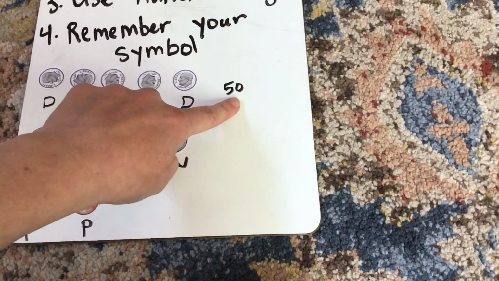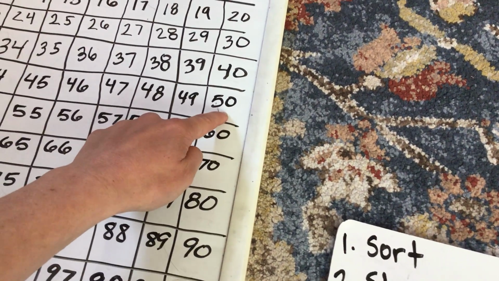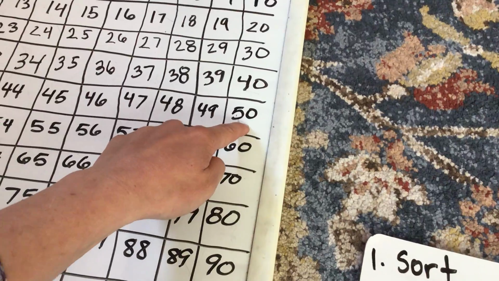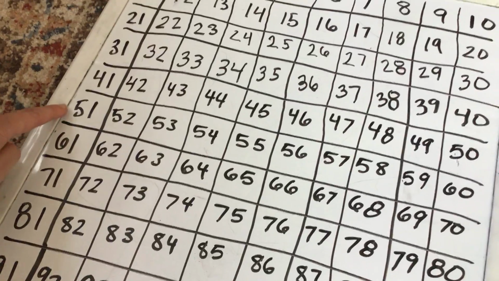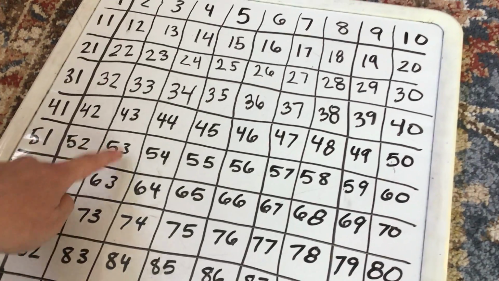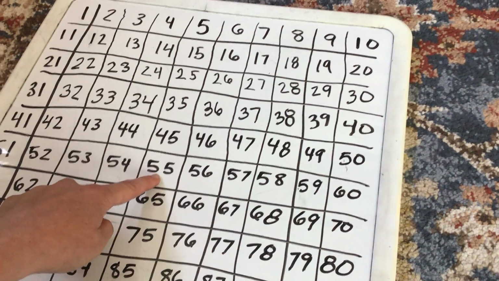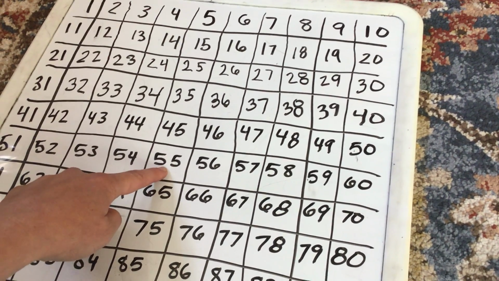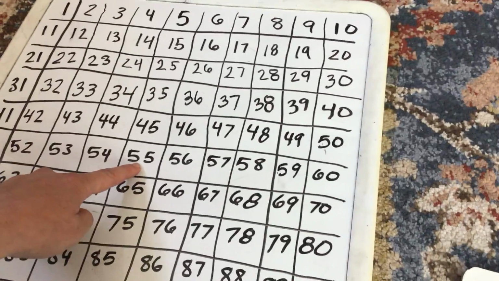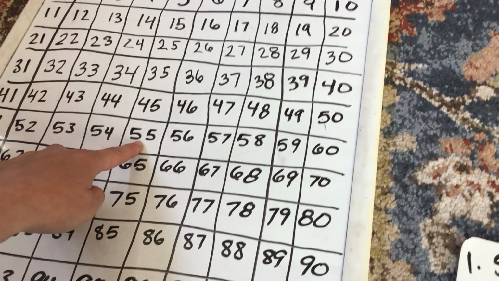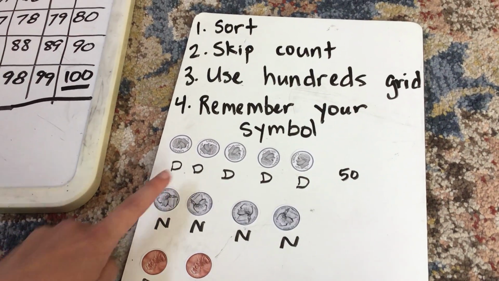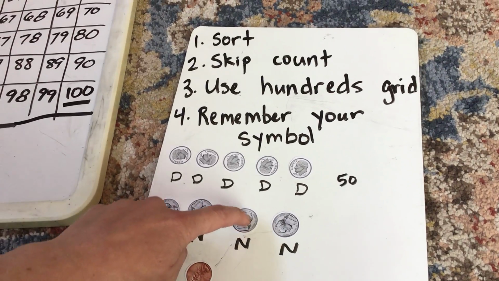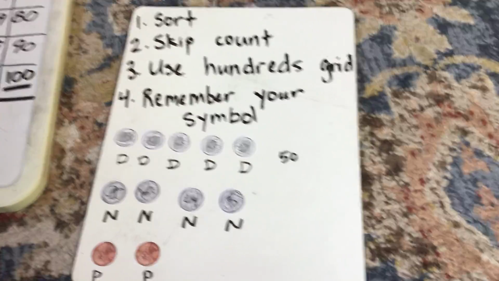What I can do is find the number 50 on my hundreds grid. There it is, 50. Now to get my next nickel, I need to know 5 more than 50. So I'm going to hop up 1, 51, 2, 3, 4, 5. I took 5 hops on the number grid and that got me to 55. Okay. Now I remember. I'm counting by 5s now, so it's going to sound like this. 50, 55, 60, 65, 70. So now I'm at 70.